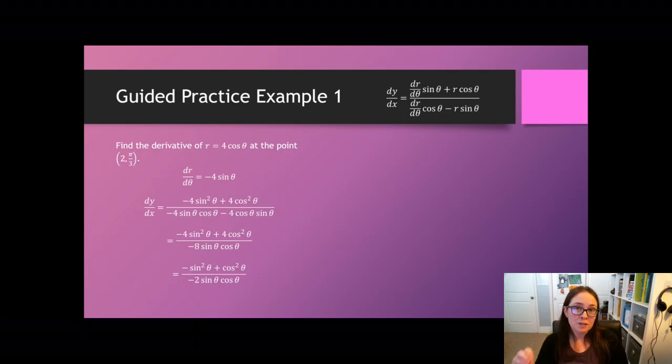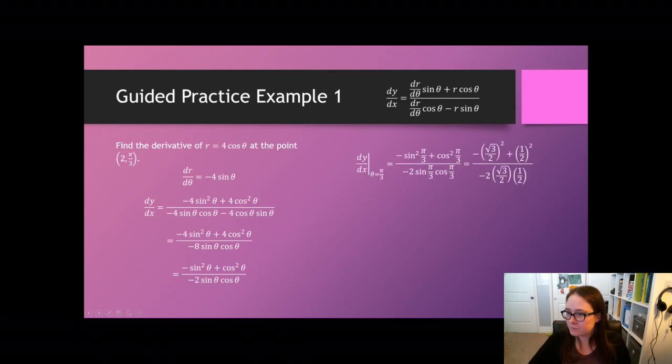Now they gave me a point, so I actually want to keep going with this, and I'm going to plug in the angle π/3 that they gave us and evaluate it to get an actual value, or a slope, at this particular point on the curve. So I'm just taking this formula here at the bottom, plugging in π/3, and I'm going to start evaluating those trig functions.